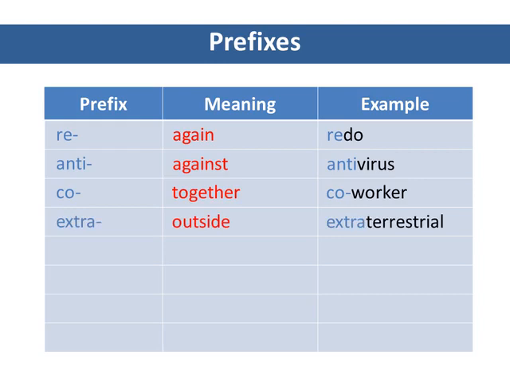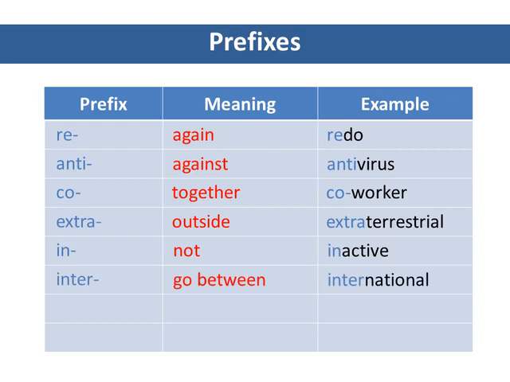As you can guess, terrestrial refers to the Earth. In can often be used to mean not, as in our example, inactive. An inactive person is the opposite of an active one. It means he or she doesn't do much physical activity. Inter means go-between. So something that goes between nations, like a plane flight from New York to Dubai, is international.